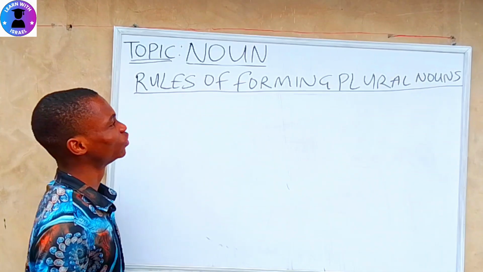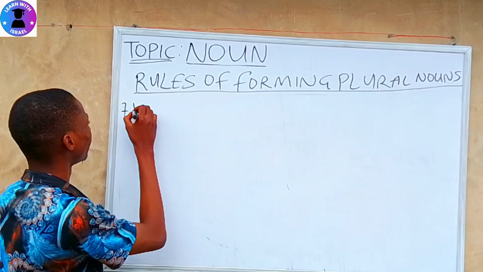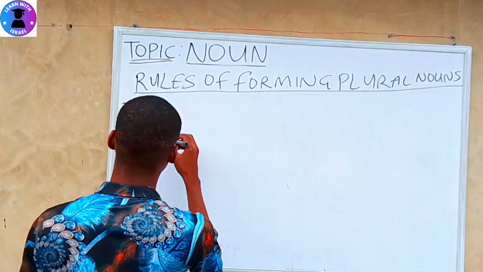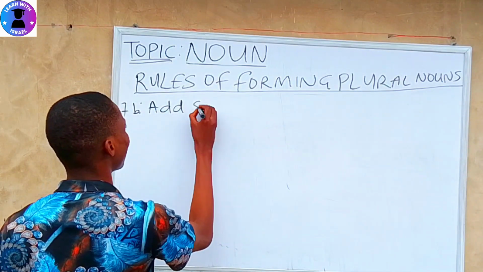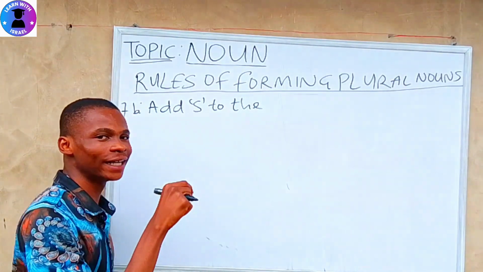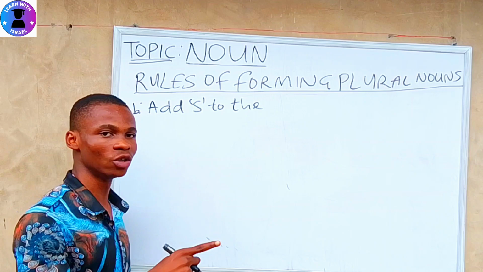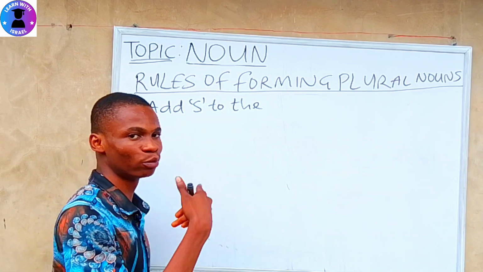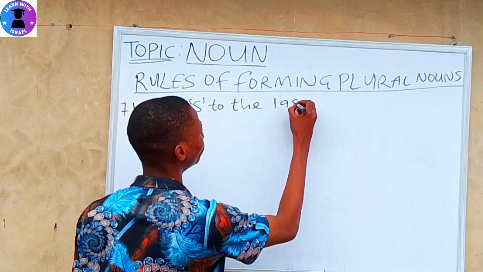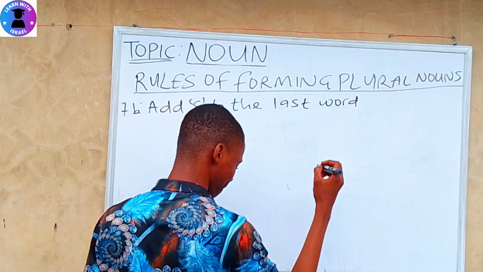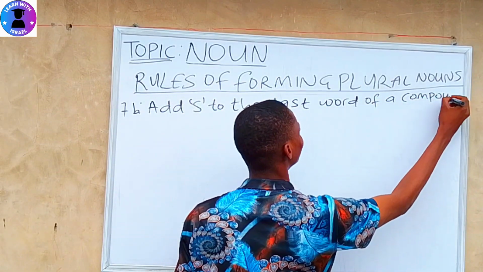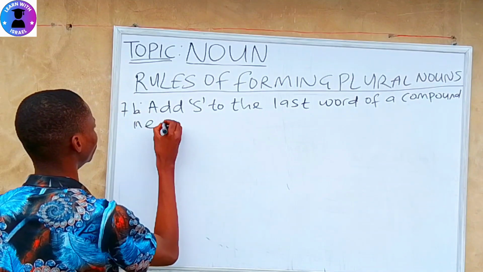So guys, we've done 7A, so we are treating 7B now for the rules of forming plural nouns. For 7B it says add s to the last word. For A, you have to add s to the first word. For example, son-in-law. You change to sons-in-law when you want to pluralize it. But this one is different. Add s to the last word of a compound noun in each of the following.